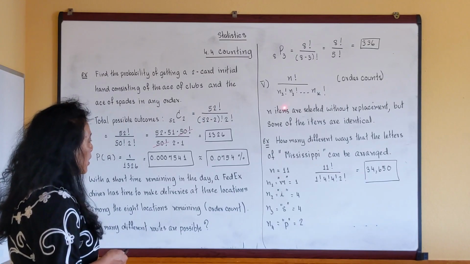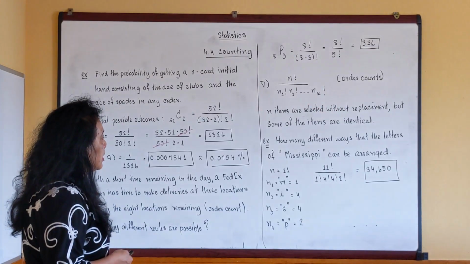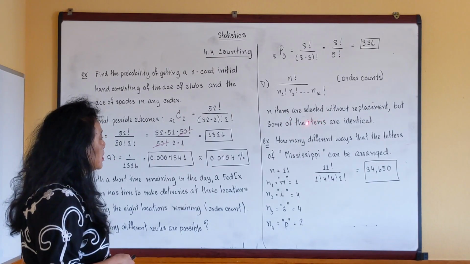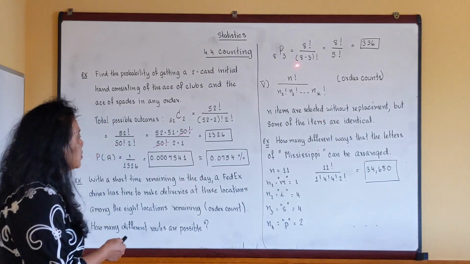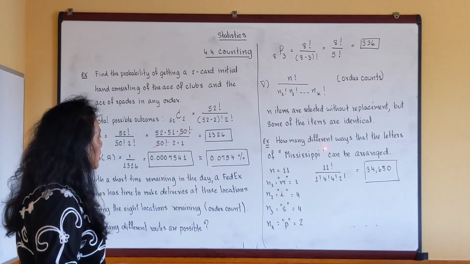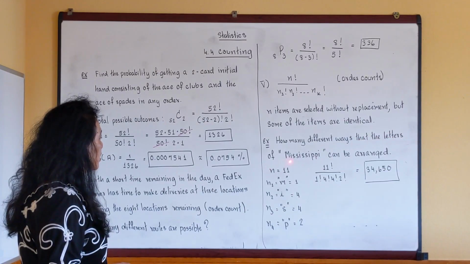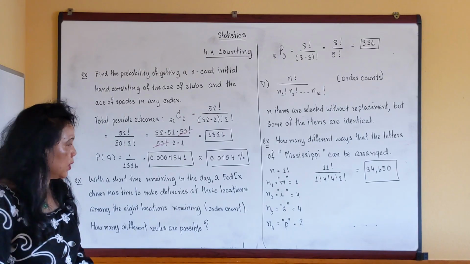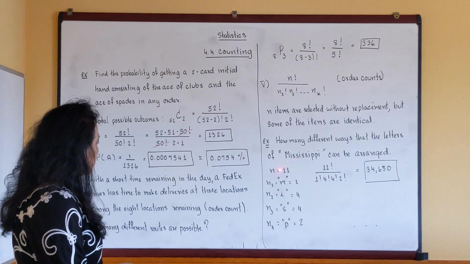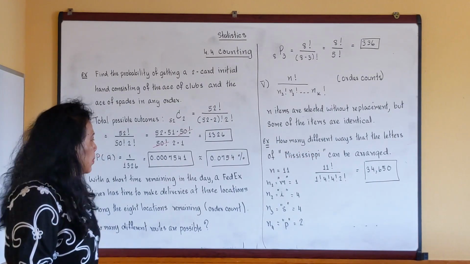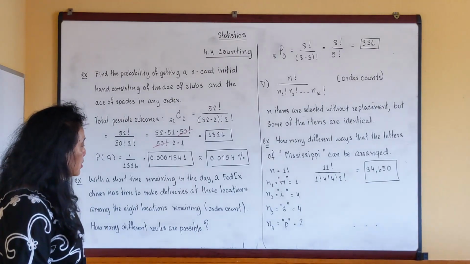The next one is you have n items and you want to select them without replacement, but some are identical. So you're going to use this formula, and order counts. For example, how many different ways can the letters of Mississippi be arranged? We don't care about the meaning of it, we just want to arrange it. So we have 11 of them altogether, 1, 2, 3, 4, 5, 6, 7, 8, 9, 10, 11. But some of them are identical.